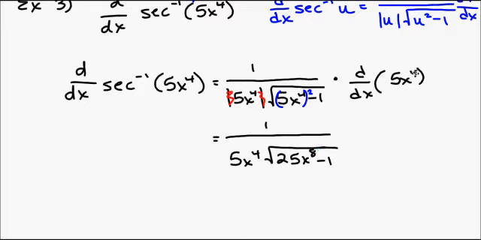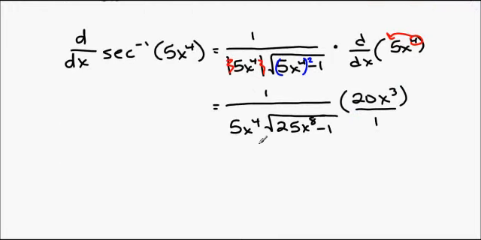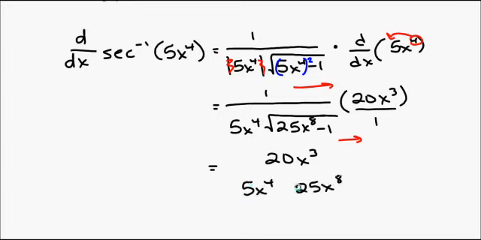And the derivative of this, I'm going to push my 4 down to the front. 4 times 5 is 20x cubed. Okay, it's over 1. So, simplifying this, up top, 20x cubed, you just multiply straight across. Same on bottom, multiply straight across. We have 5x to the fourth times the square root of 25x to the eighth minus 1.